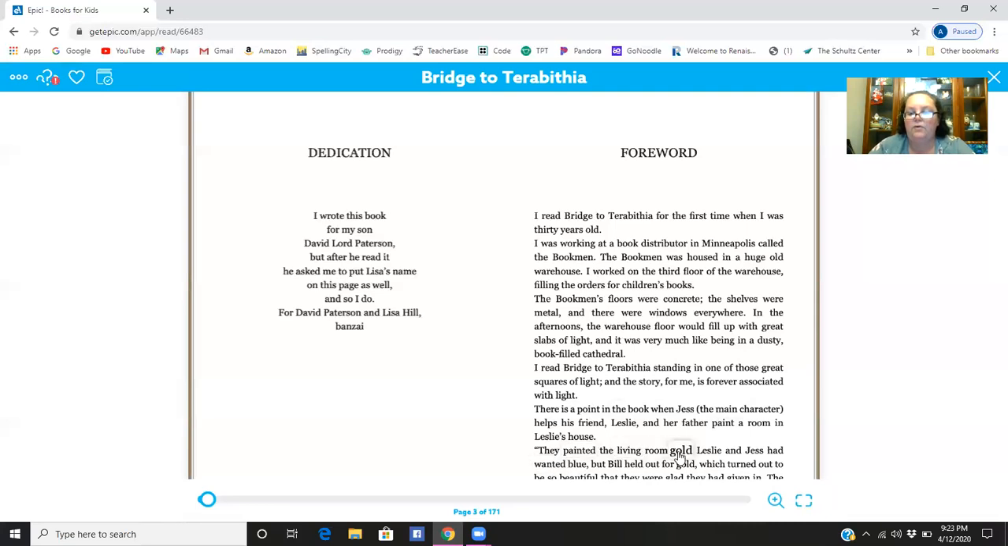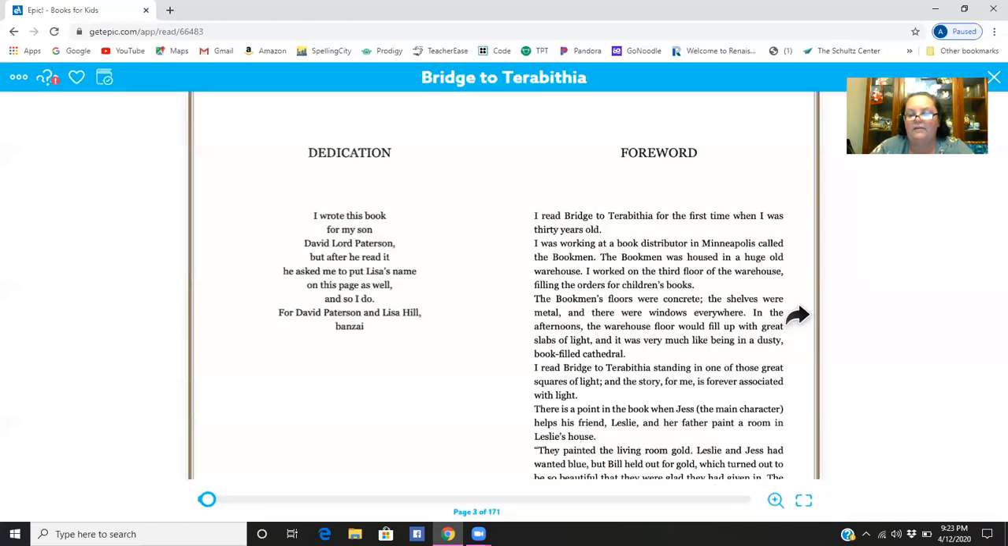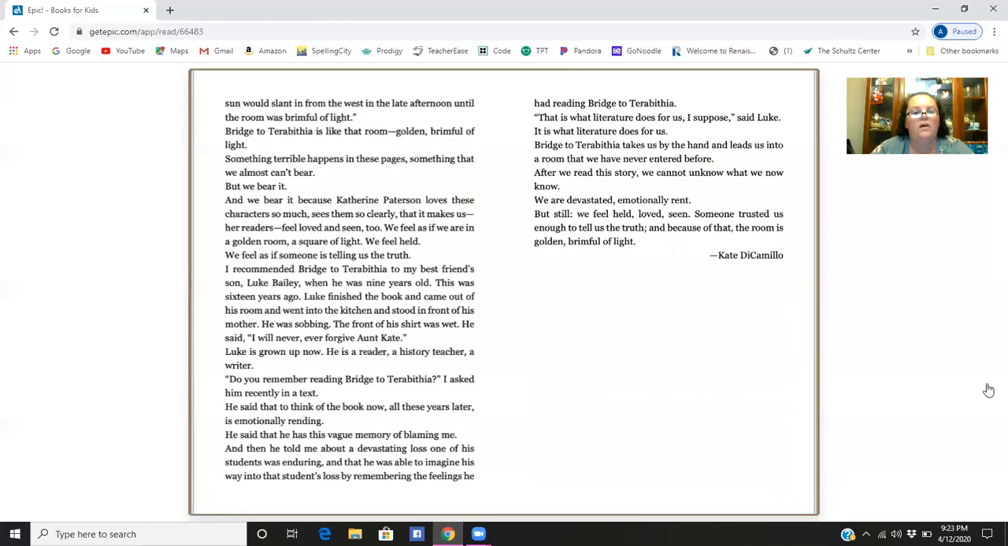They painted the living room gold. Leslie and Jess had wanted blue, but Bill held out for gold, which turned out to be so beautiful that they were glad they had given in. The sun would slant in from the west in the late afternoon until the room was brimful of light. That means the whole room was covered in light. Bridge to Terabithia is like that room, golden, brimful of light.